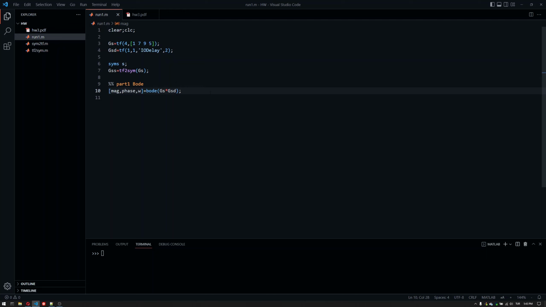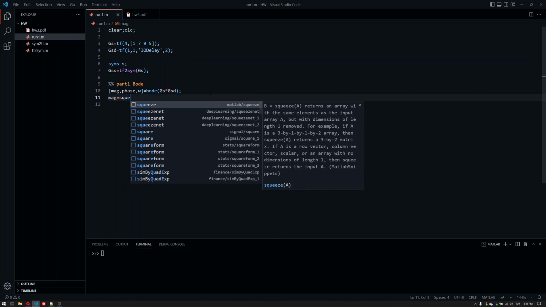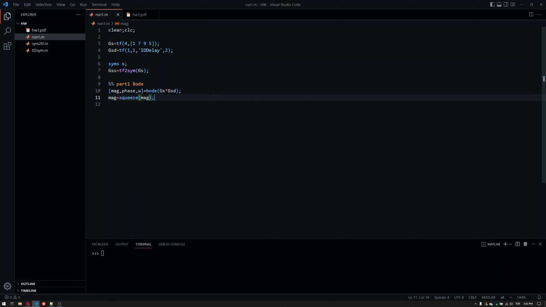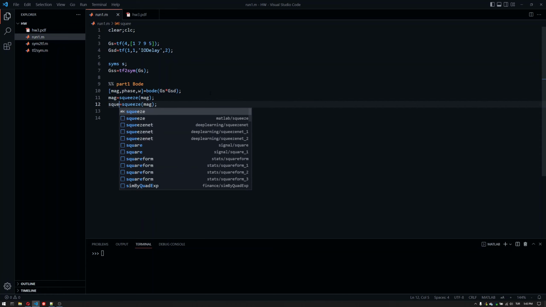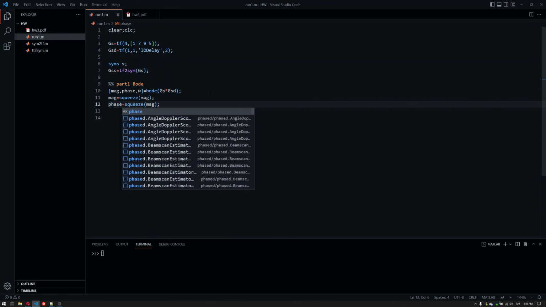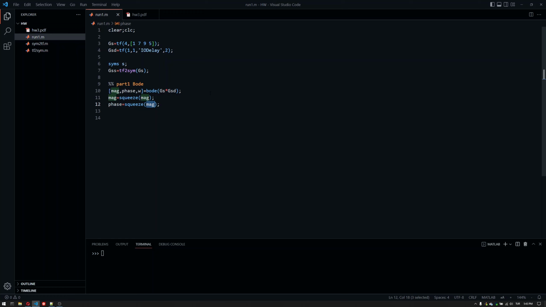If we use this, you have to use squeeze here, since the bode function deals with multi-input, multi-output systems, and we're only dealing with SISO systems, single input, single output systems. We have to get rid of the unnecessary structure here. And now we have our Bode plot.